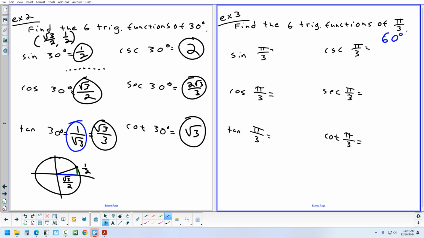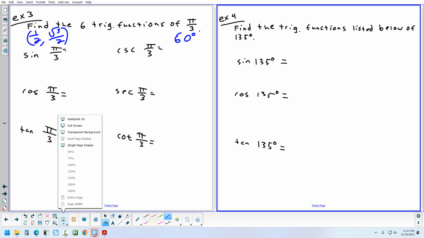And what is the coordinate for 60? 1/2 for x, and then it's the square root of 3 over 2. Yep. So you didn't know it at the time, but you already did all the trig with that coordinate. Now you know it's 60. Okay.